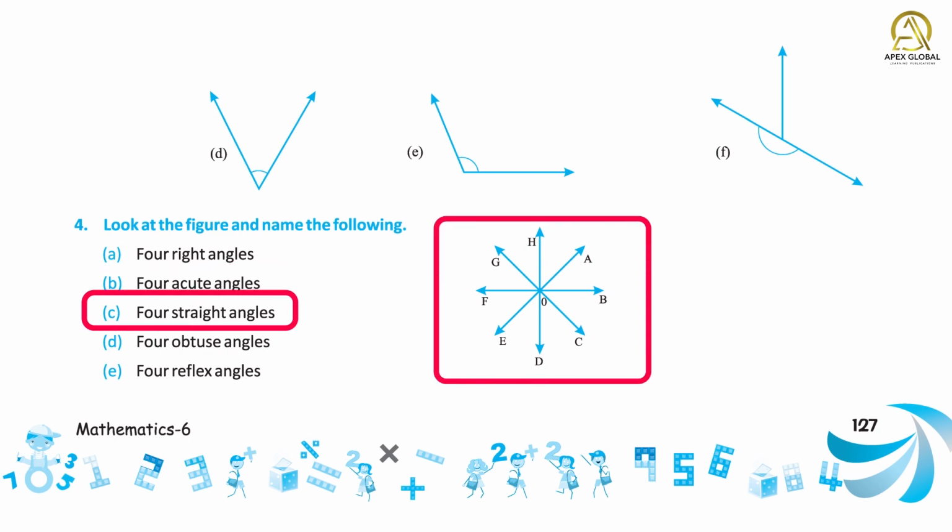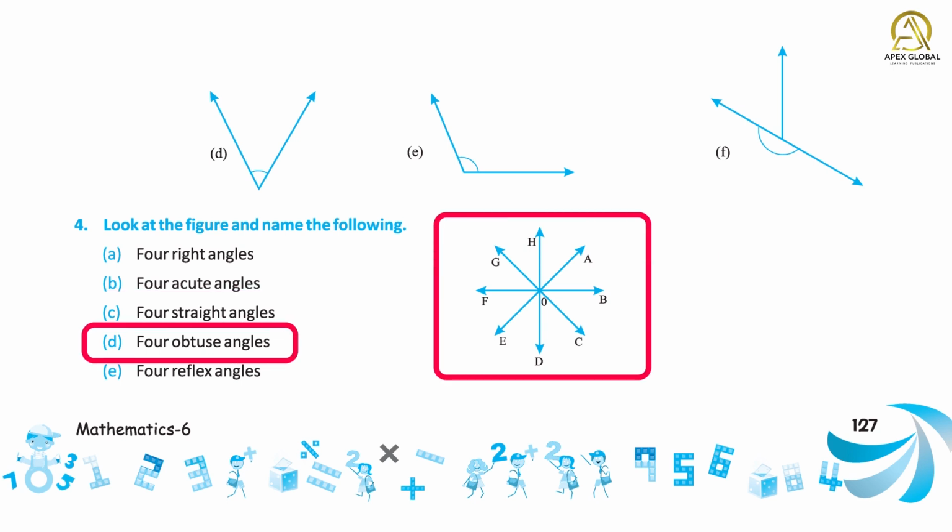C. 4 straight angles. Solution: angle AOE, angle BOF, angle COG, angle DOH. D. 4 obtuse angles. Solution: angle AOD, angle BOE, angle COF, angle DOG. E. 4 reflex angles. Solution: angle AOF, angle BOG, angle COH, angle DOA.